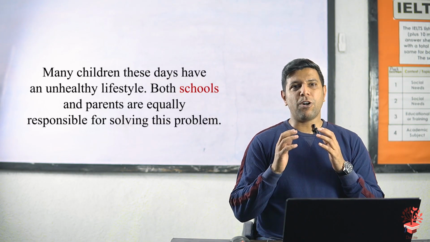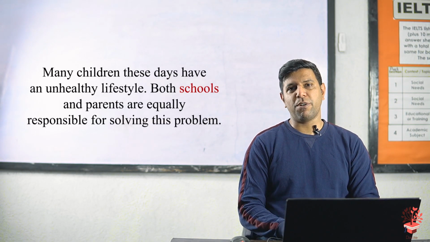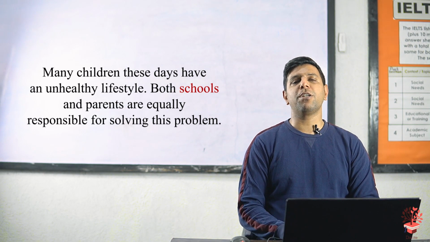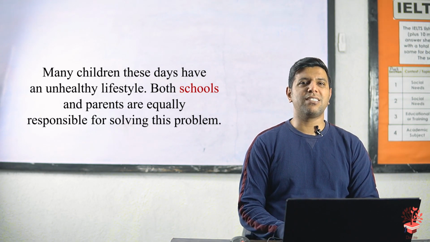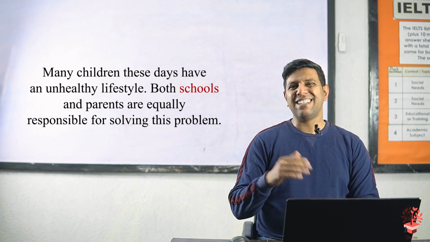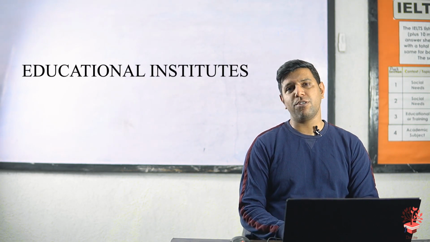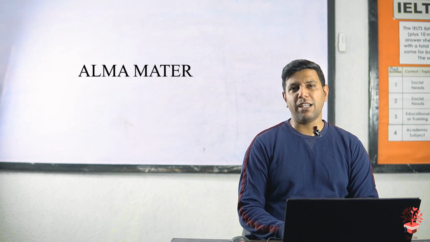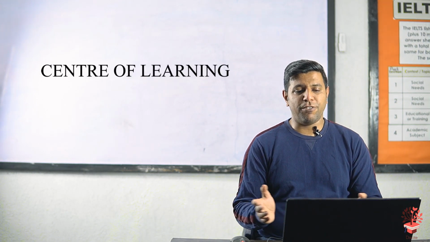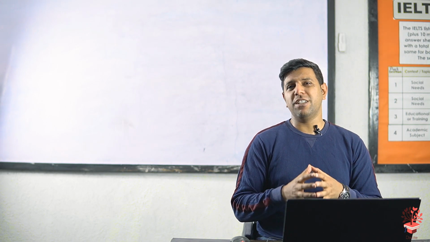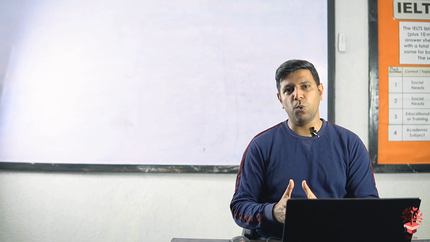The next thing that we have is educational institutions. Both schools and parents are equally responsible. So let's have a look at some of the words that we could use instead of school. Of course, you could use words like educational institutions, alma maters, or center of learning, academy, college, school, university. All these words are synonyms of the word school.